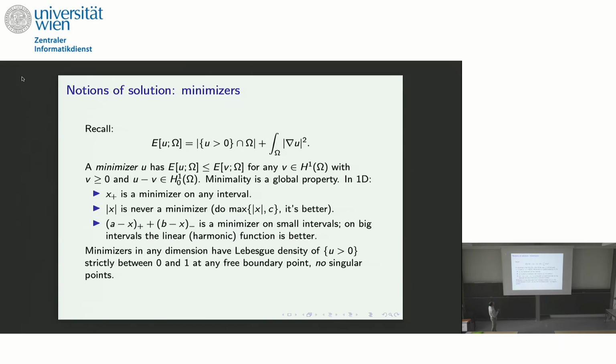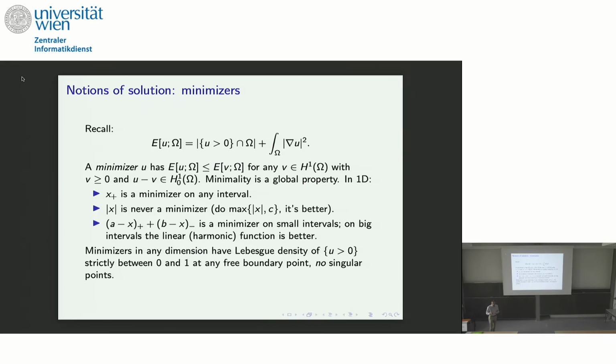Okay. So what are the notions of solutions that are available, if you go to the literature and try to find some? Well, the most common one is minimizers, as I described. Minimizing is a global property. So the 1D solutions may or may not be minimizing, depending on exactly what the parameters are.